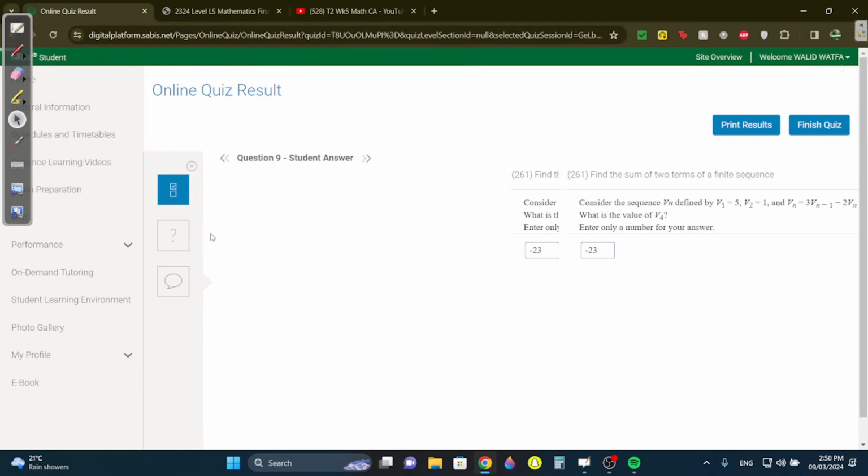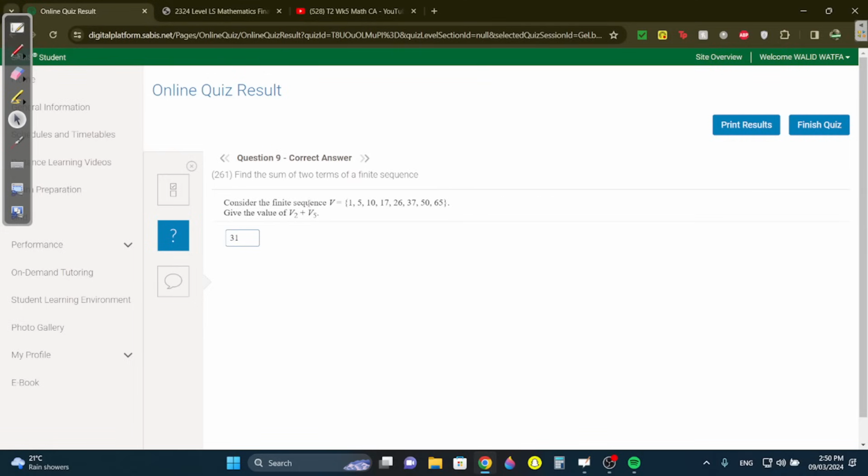Question 9. What's V2 plus V5? Okay, this I think grade 2s can solve this. V2 plus V5. Take the second term, take the fifth term, add them. 5 plus 26 is 31.